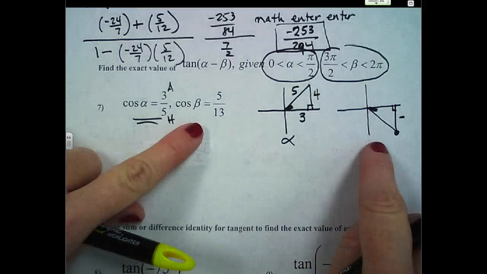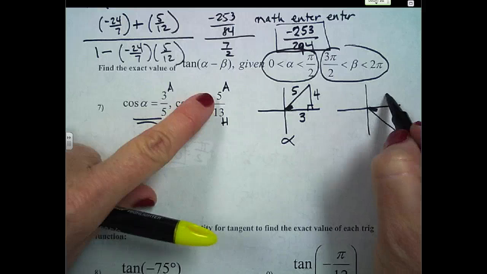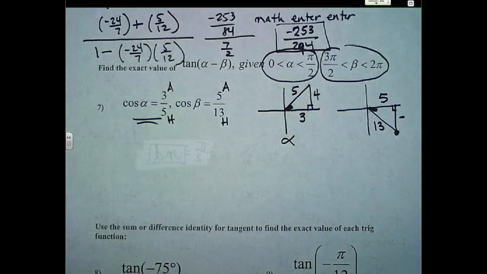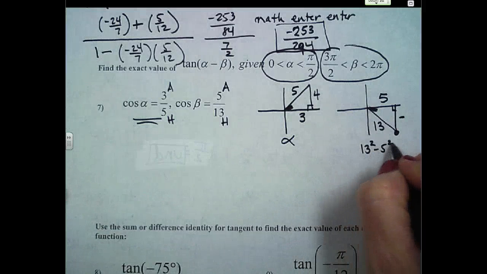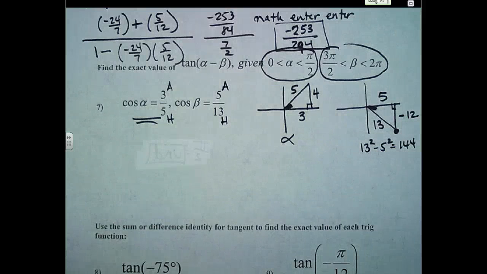Now let's go to beta. Cosine is adjacent over hypotenuse. Adjacent's always x, so 5 over 13. If you don't know it, then you need to subtract. 13 squared minus 5 squared is 144, so this is negative 12. Now you have all the data you need for alpha and beta.